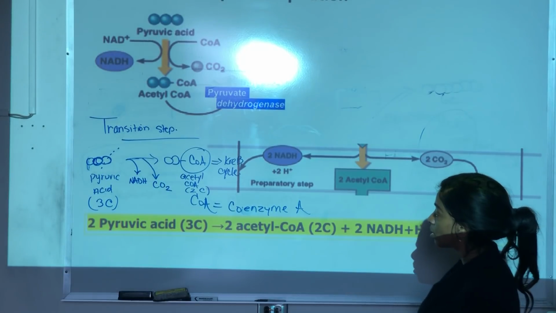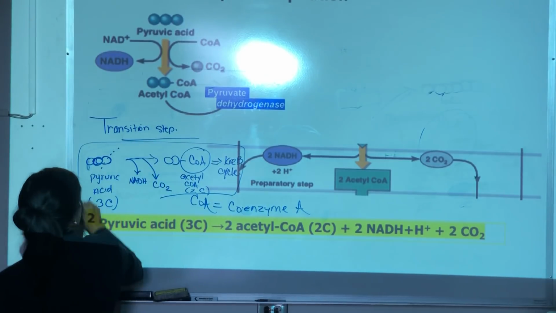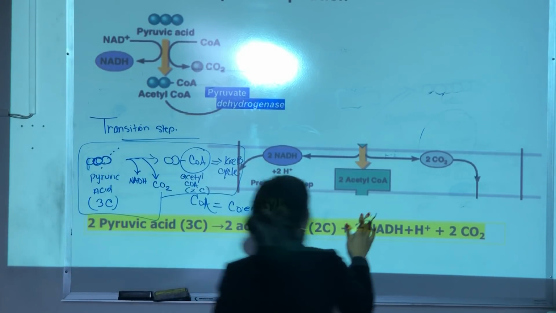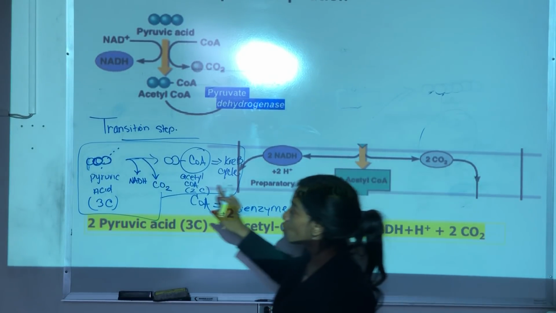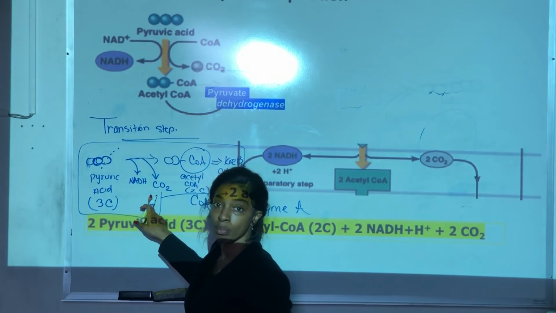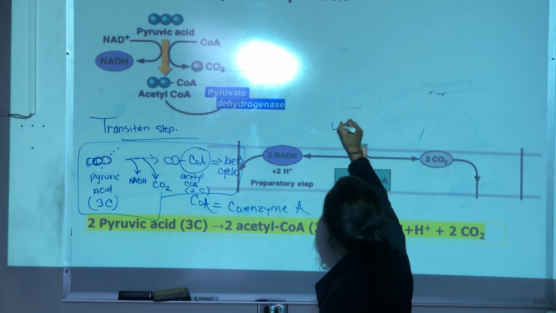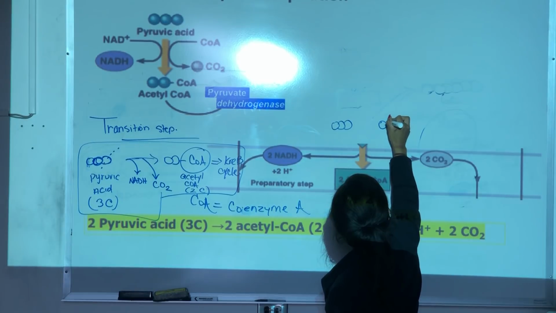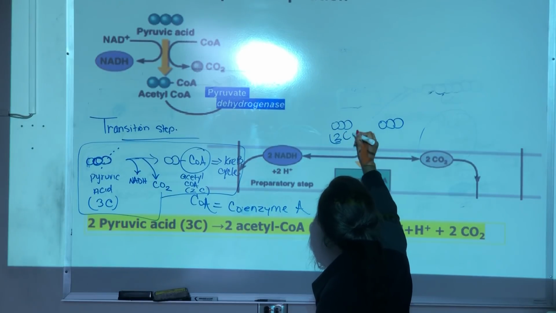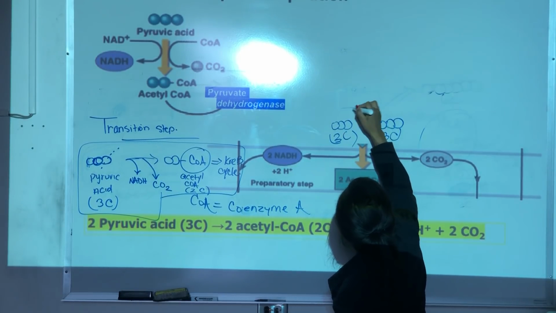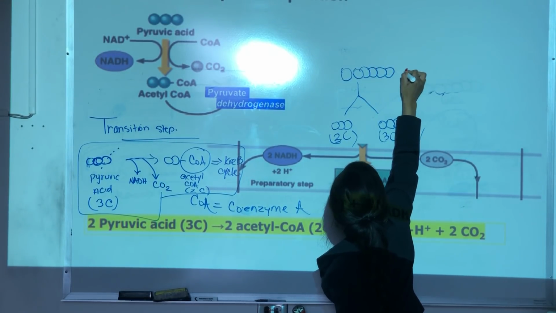So if we look at our model here, this is what I wrote in. In our model here in the book, it tells us 2 carbon dioxide. But here, we're only looking at 1 pyruvic acid, and there are 2 pyruvic acid. If we're coming from glycolysis, remember there are going to be 2 of these pyruvic acid molecules. So I put 3 carbon, 3 carbon from splitting your 6 carbon glucose.